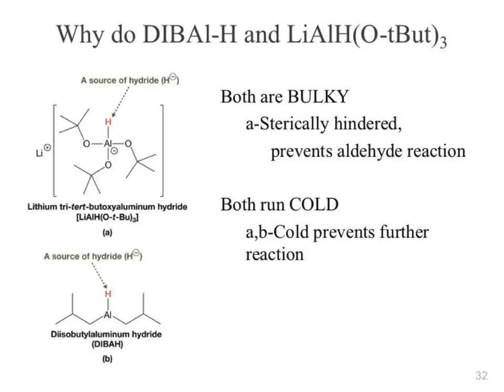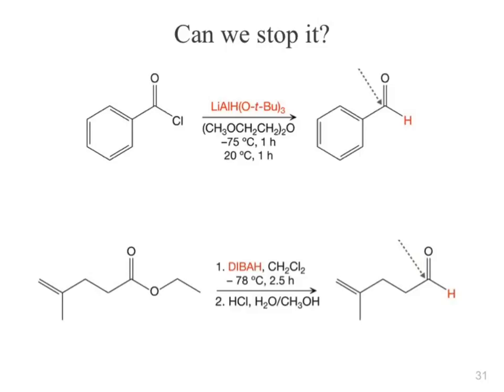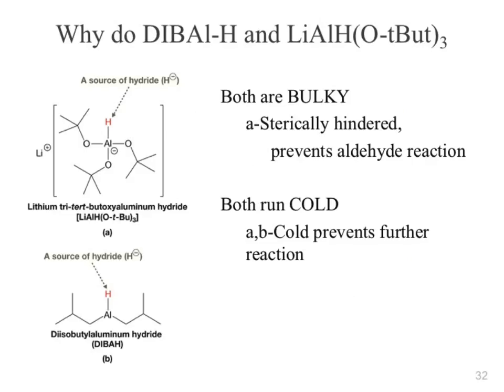Okay, both are sterically hindered, which is what prevents the aldehyde from being reduced further. We also run them both cold. Why would we run them both cold? We could see that: -75, -78, both cases. Why do we run them cold?